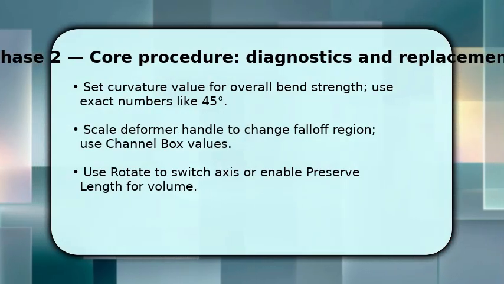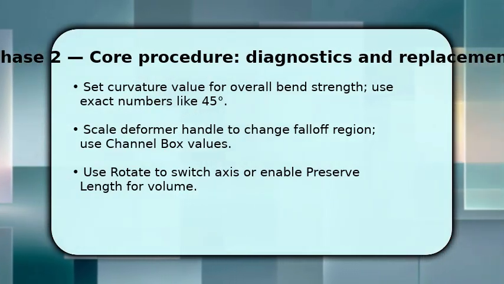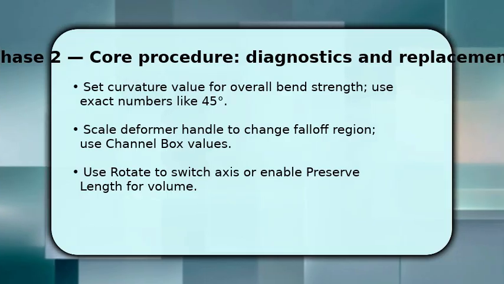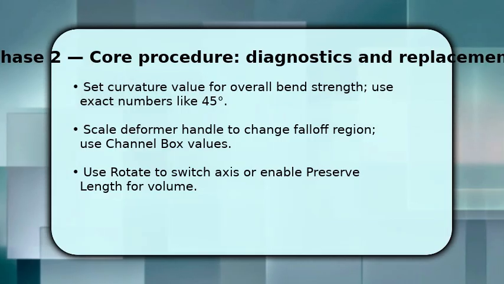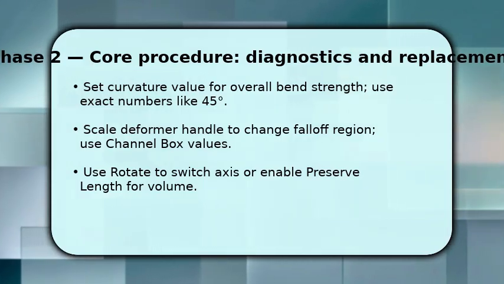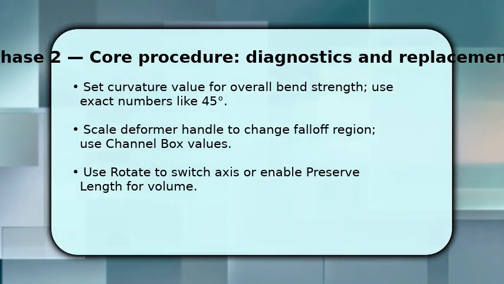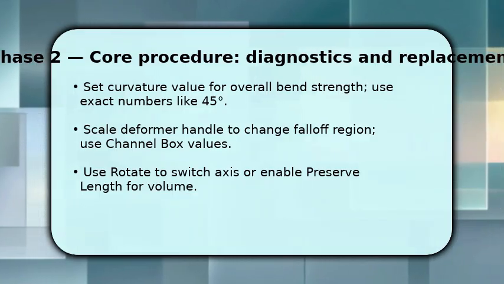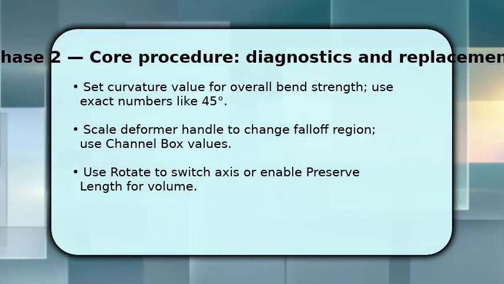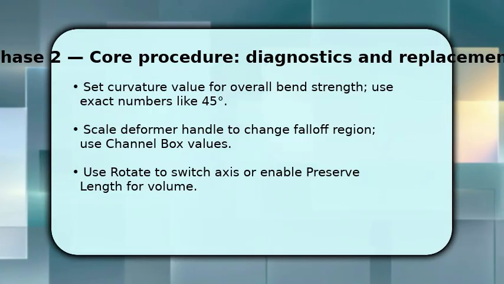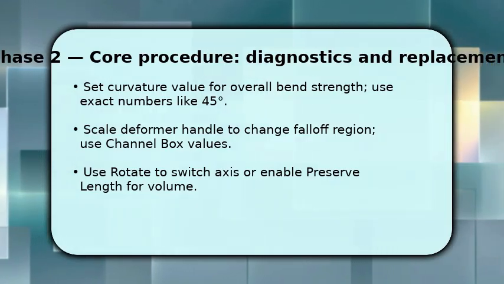Next, refine how the bend affects geometry by changing curvature and the fall-off region. Increase curvature numerically, for example, type 45 into bend curvature to get precise results. Scale the deformer handle uniformly to expand or shrink the fall-off. You can also edit handle extents numerically in the channel box for repeatable values.